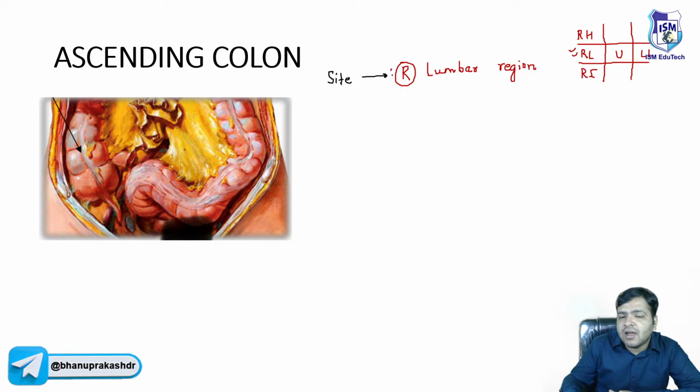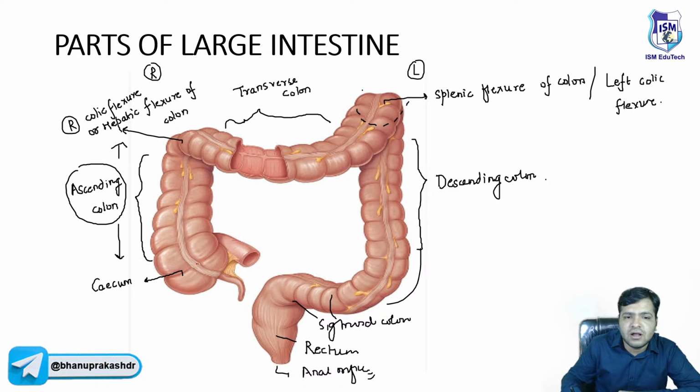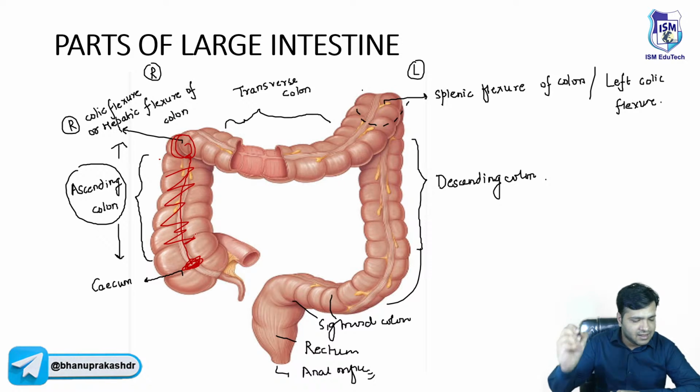The second point you have to remember is that it extends from the ileocecal valve to the right colic flexure. It starts at the ileocecal valve, which is present here. So from here till the right colic flexure of colon, this part is called the ascending colon.